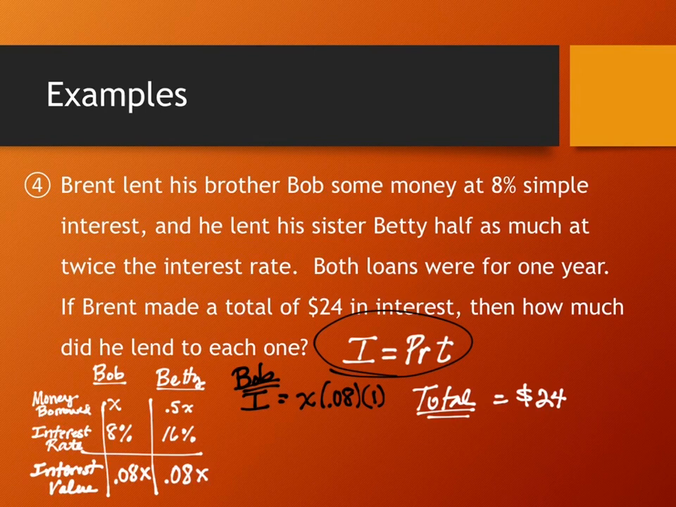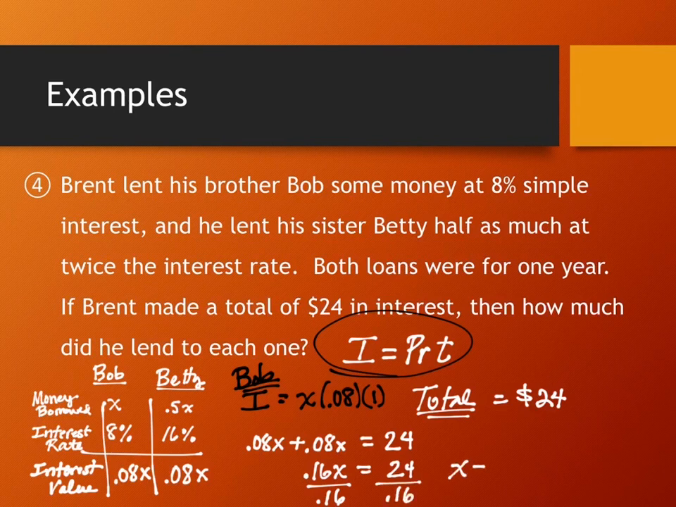All right, cool. So this is the interest that Brent gets. He gets 0.08x from Bob. He gets 0.08x from Betty. And this is supposed to equal what? $24. So we should be able to figure out what amount he's letting each of them borrow. That is, we should be able to solve for x. All right, so what is 0.08x plus 0.08x? 0.16x equals 24, then what? Divide by 0.16. What would you get for x?